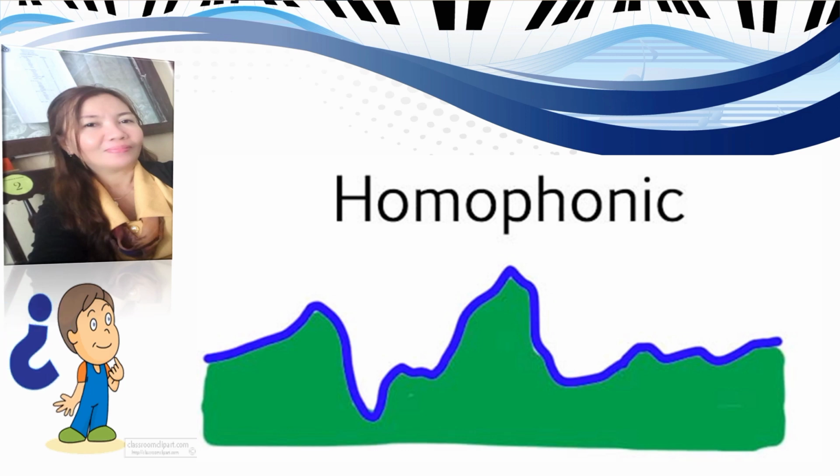Look at the illustration of a homophonic texture. There is only one single line, but there is an accompaniment. The green color here signifies the accompaniment of the melody.